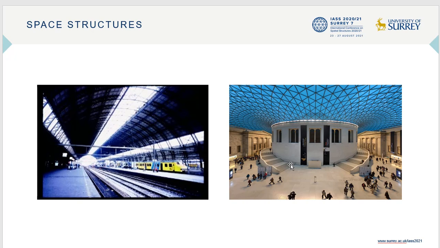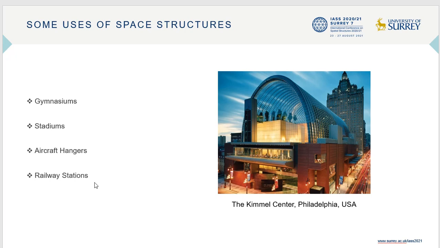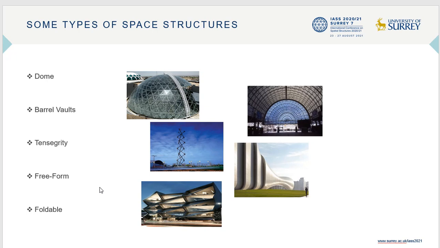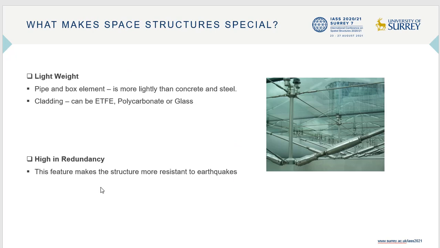Nowadays, space structures are used widely in construction, especially for covering large areas such as gymnasiums, stadiums, aircraft hangars, railway stations, and so on. Here you can see some important types of space structures like domes, barrel vaults, tensegrity, freeform, and foldable structures.